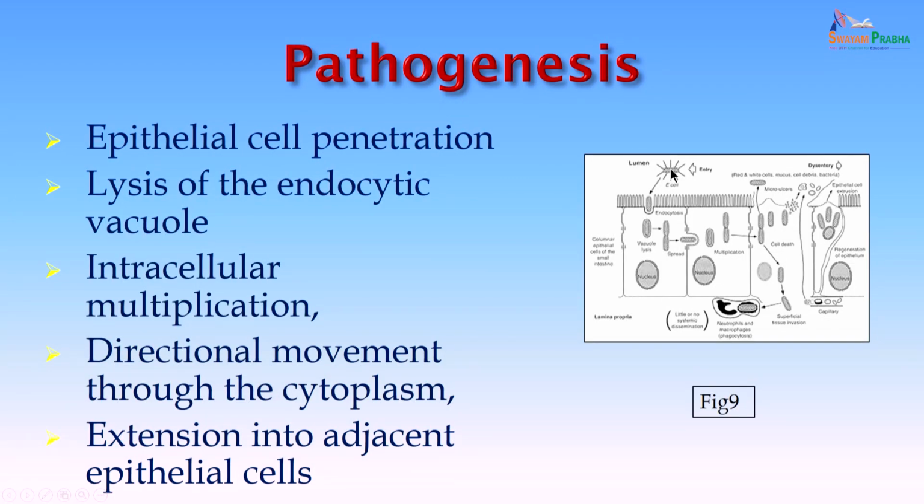There is penetration of the epithelial cells by the E. coli. It is endosomed into a vacuole. The vacuole enters into the cell, then the bacteria are released from the vacuole and multiply in the cell, and they spread to the adjacent cells. As they spread to the adjacent cells, they will also multiply in the cell. As they keep multiplying, the cell ruptures and the bacteria are released back into the lumen. As they are released back into the lumen, they will also cause a release of pus cells, white cells, RBCs and cell debris.